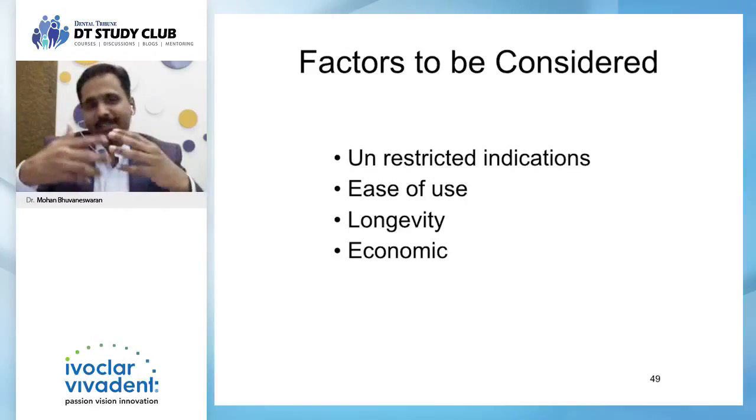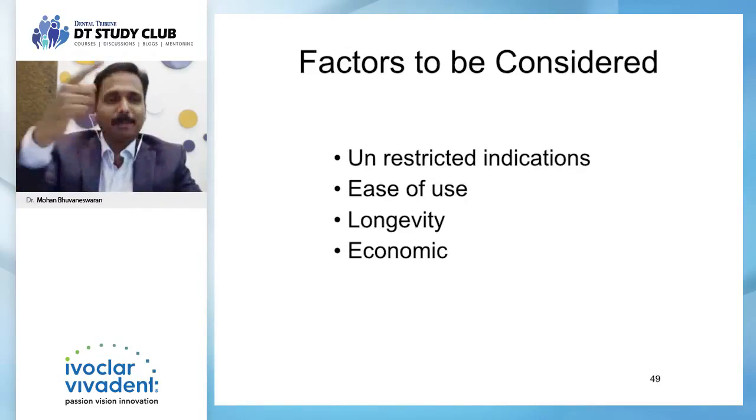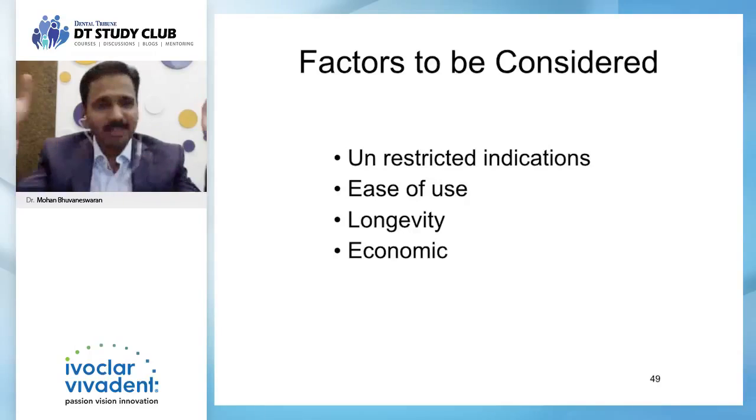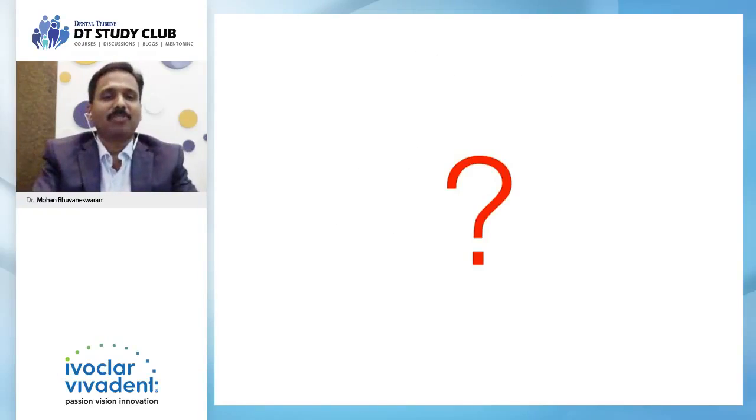So going back, the factors to be considered. Unrestricted indication purely depends on the physical properties, ease of use, longevity, economics. All this a restorative material should have. Now amalgam is going to go off from us. One fine day, if somebody says no amalgam, then what are people going to do? And I don't know about people already not using amalgam, using GIC or something which does not give predictable success.